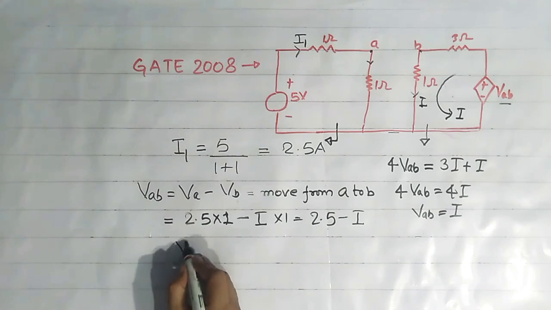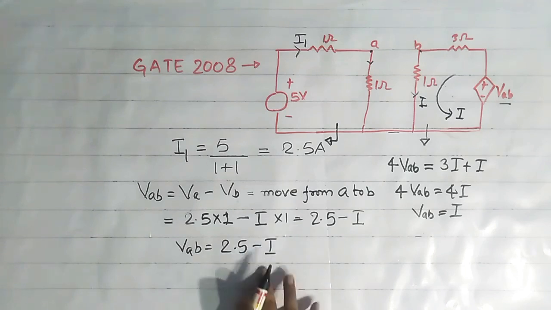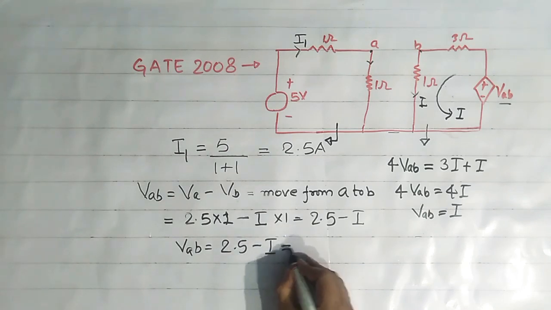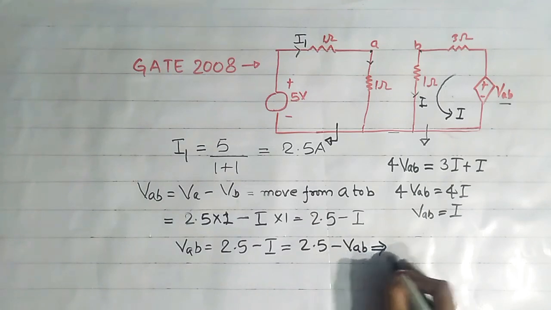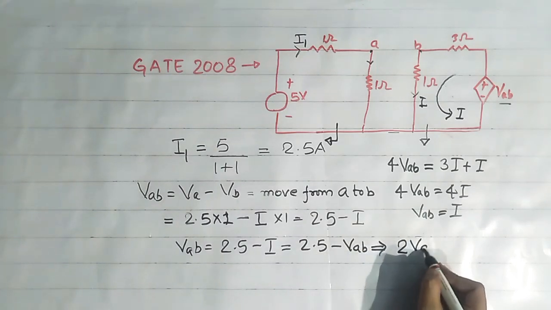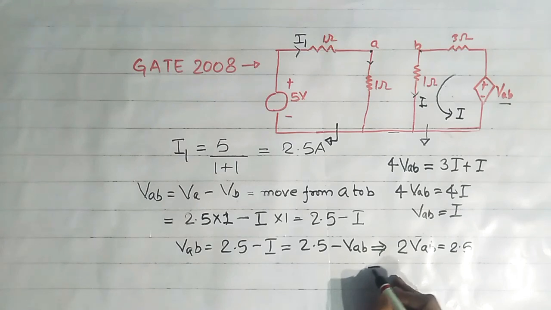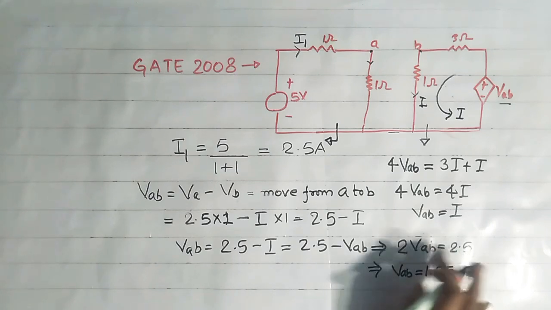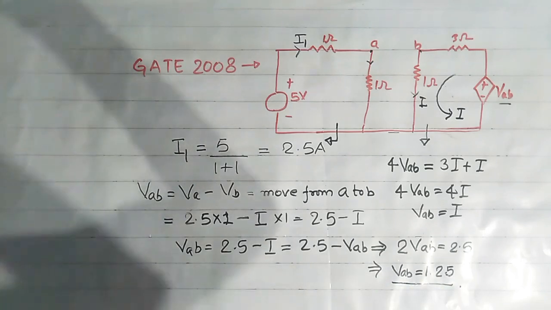So here we get two equations. VAB is equal to 2.5 minus I, and the second equation is VAB is equal to I. So we can replace this I with VAB. So it is equal to 2.5 minus VAB, that is 2 VAB is equal to 2.5. On solving this, we get VAB is equal to 2.5 by 2, that is equal to 1.25. So 1.25 is the answer of this question.